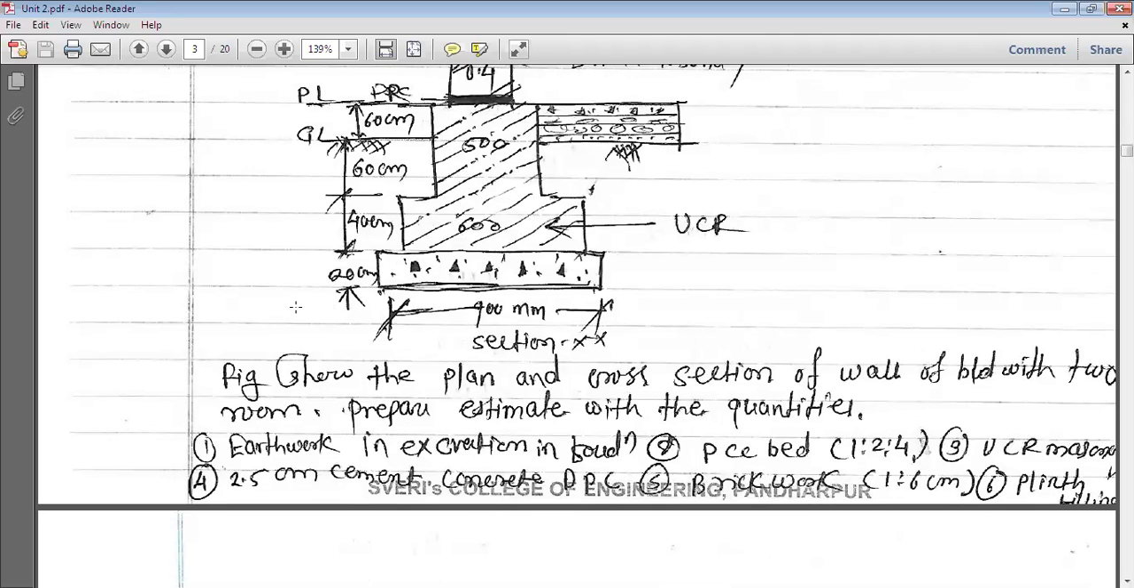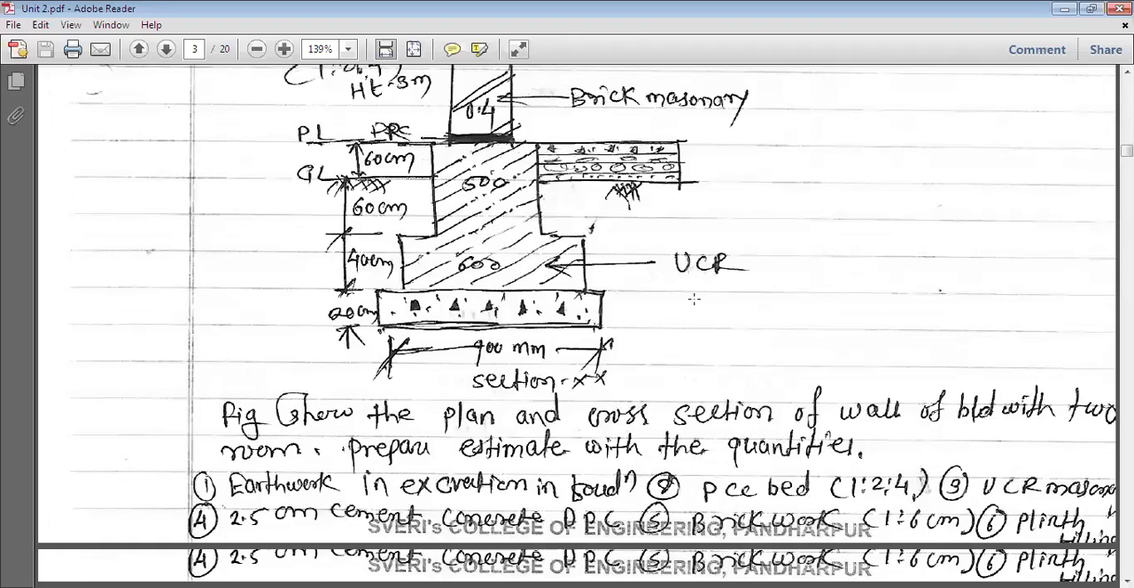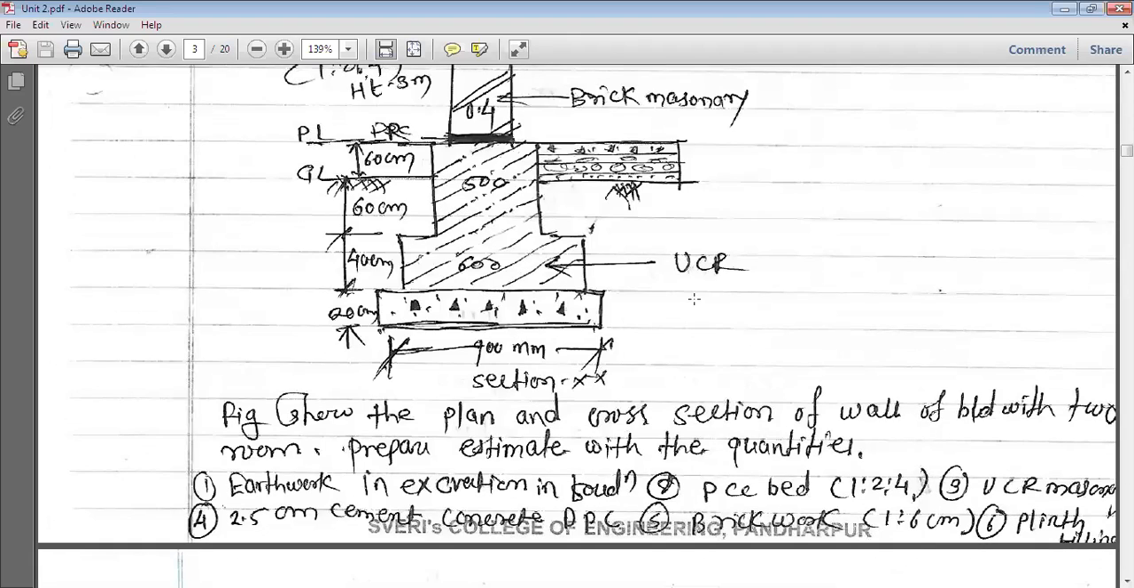Once again, for your ready reference, I will read that problem. The figure shows the plan and cross section of the wall of a building with 2 rooms. Already it is there in this particular plan. Prepare the estimate with the quantities.